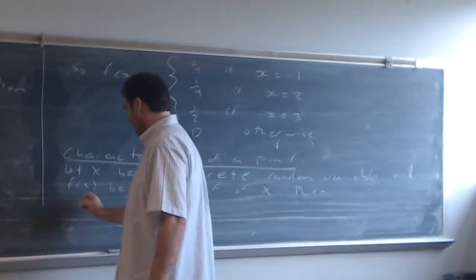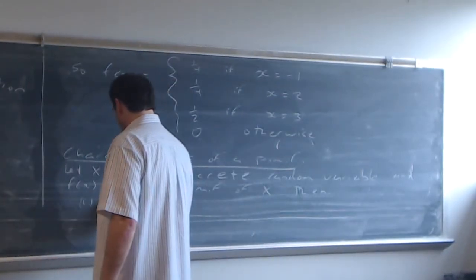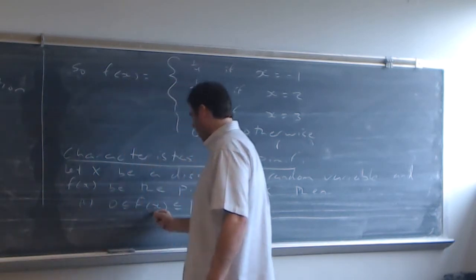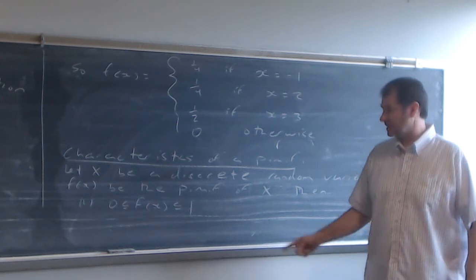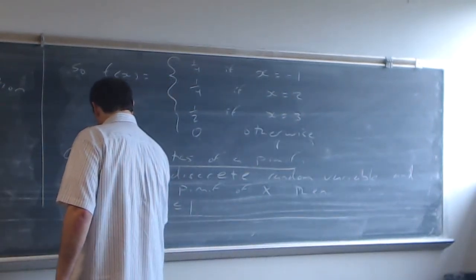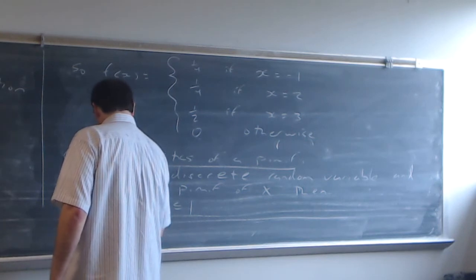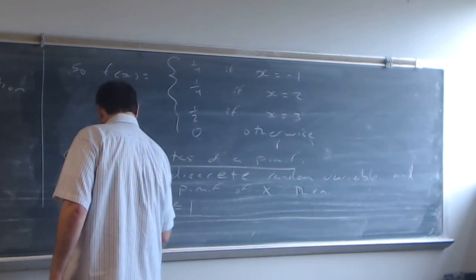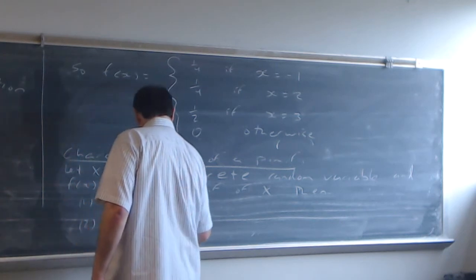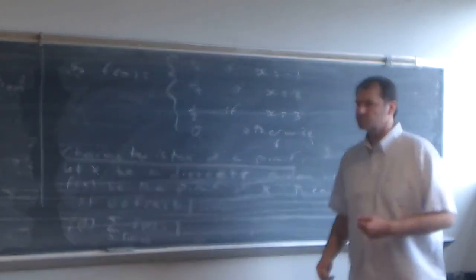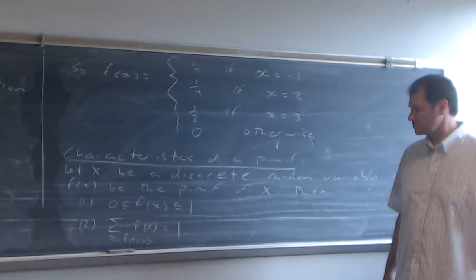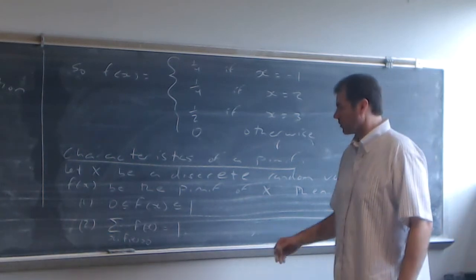First thing I want to tell you is that 0 is less than or equal to f of x, which is less than or equal to 1. Why? Because f of x is a probability. That's easy to see. 2, the sum over all x values such that f of x is greater than 0 of f of x, that's got to be equal to 1. So if you sum up all these probabilities, you're going to get 1. Okay? So that's something worth noting.